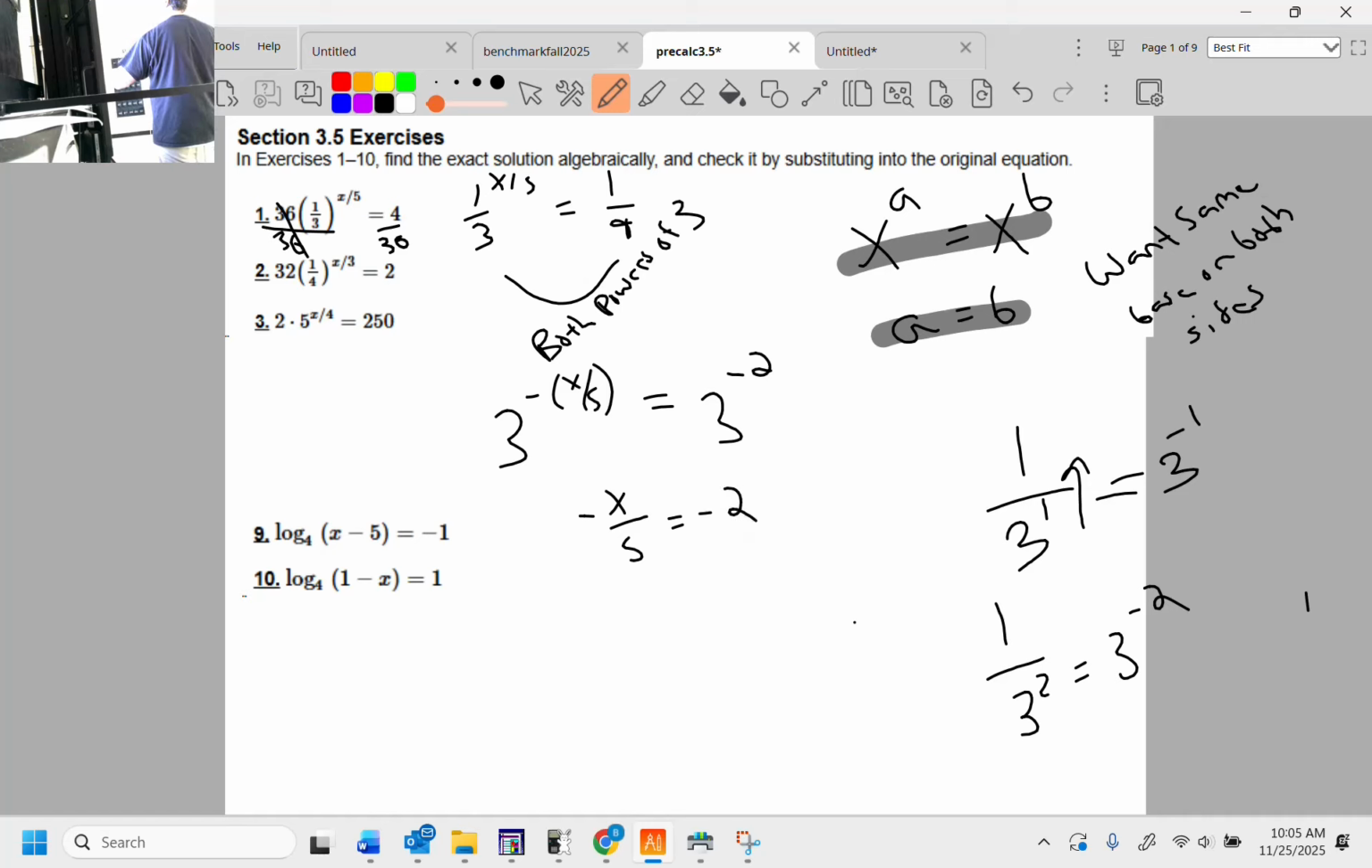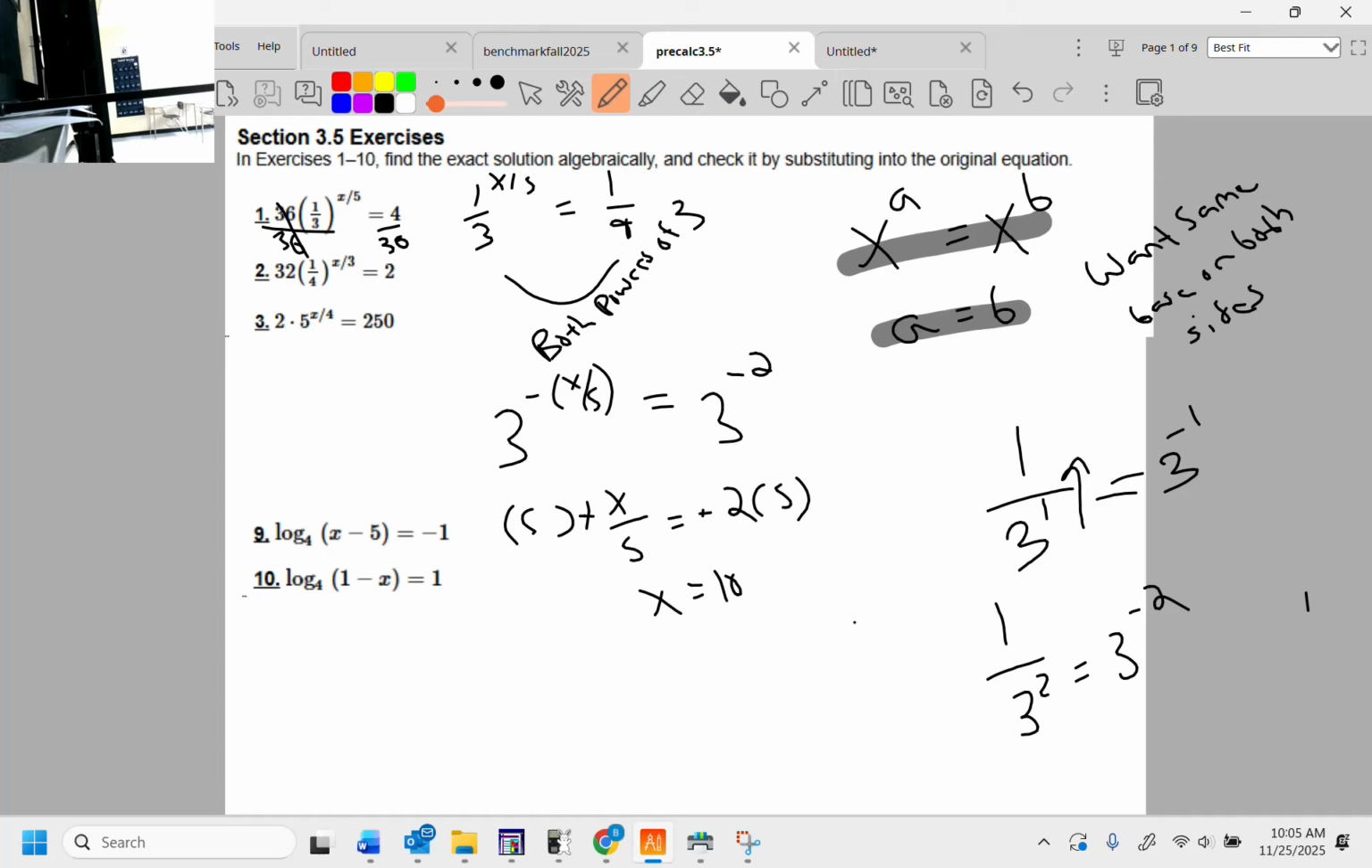I'm just going to go ahead and make those both positive since we divide that out anyways. And what do you multiply both sides by? 5. The opposite of division is multiplication. That'll give me x is 10. So I will let you guys work on 2 and 3 on your own time.